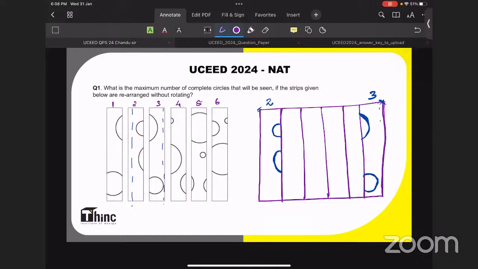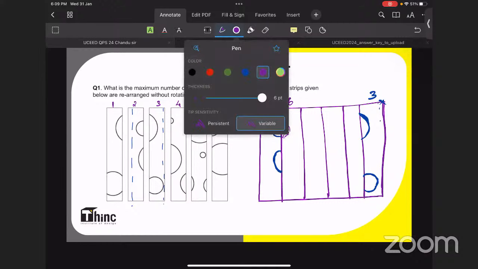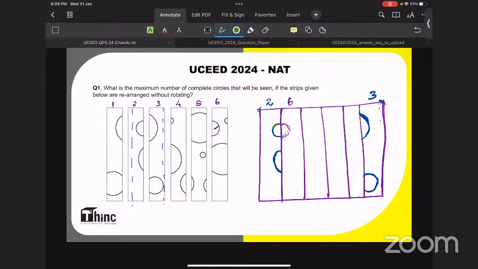Now the portions in between them are the first question. I need a circle over here, a similar one. I'll be looking for it. I could find it on the 6th piece, so let me complete that piece. The 6th piece is matching. So this will be my first circle.